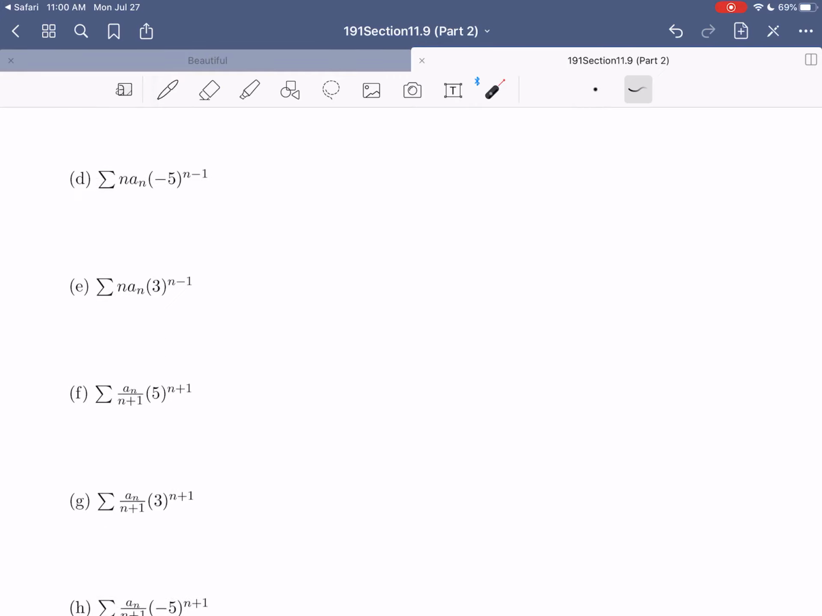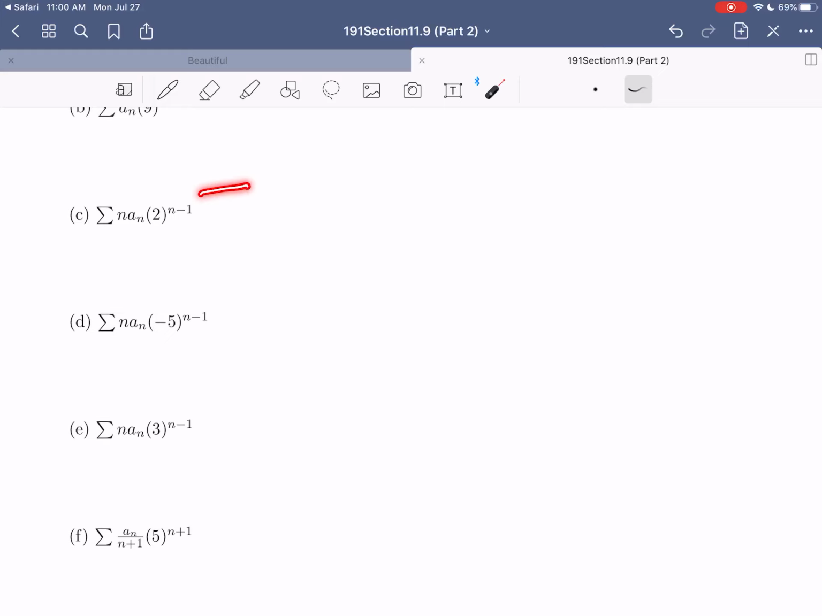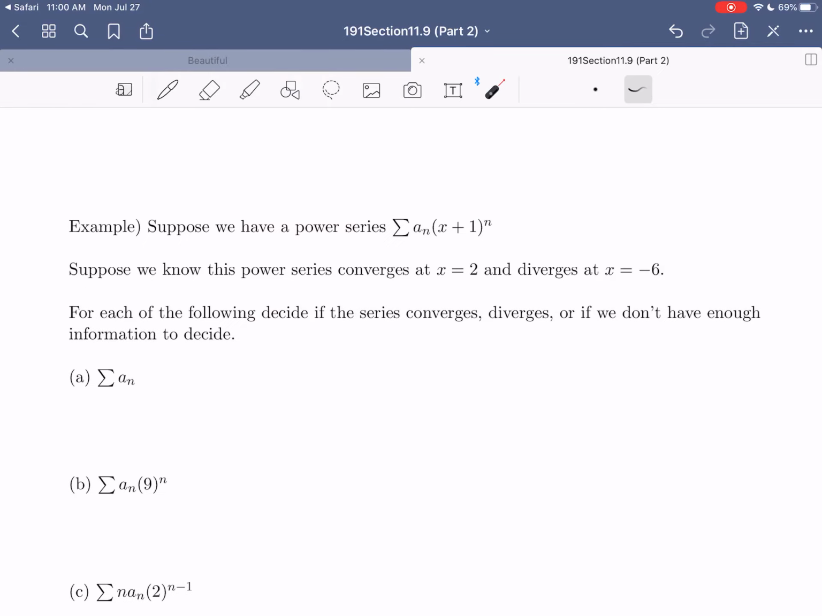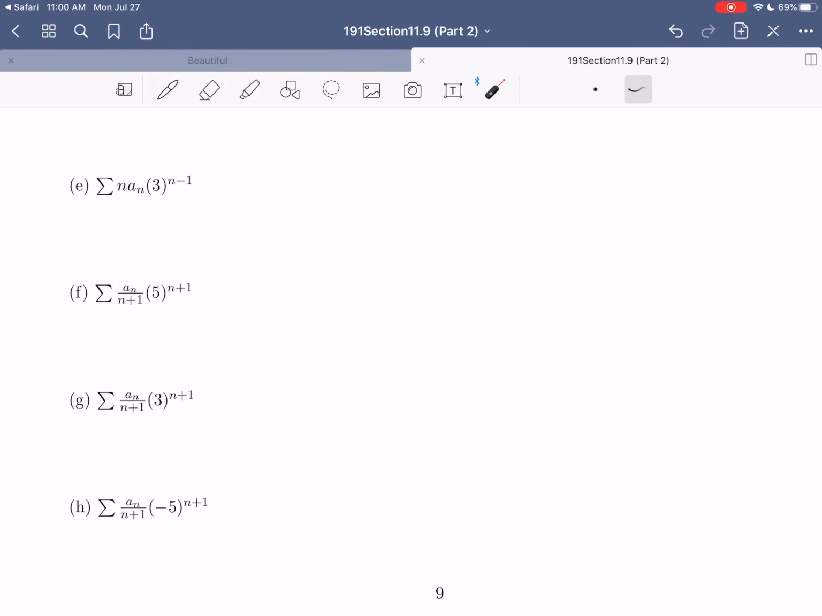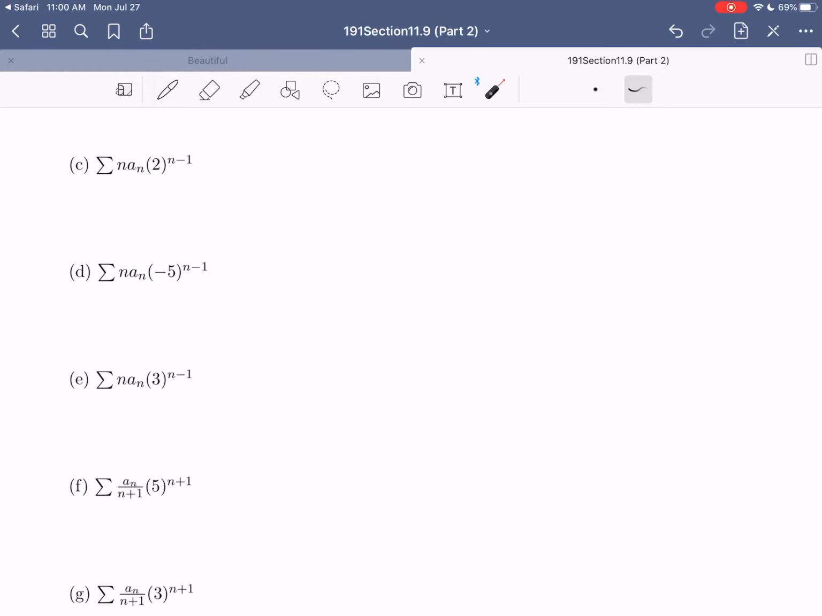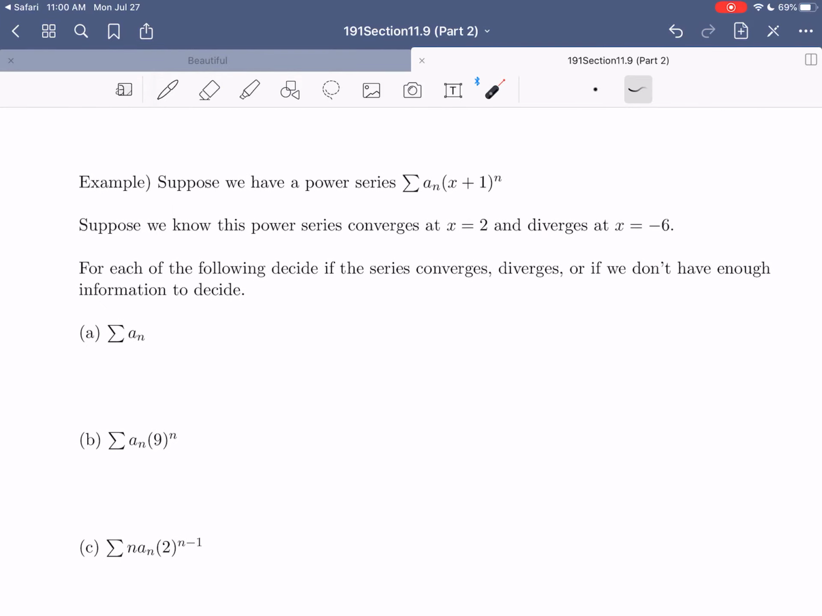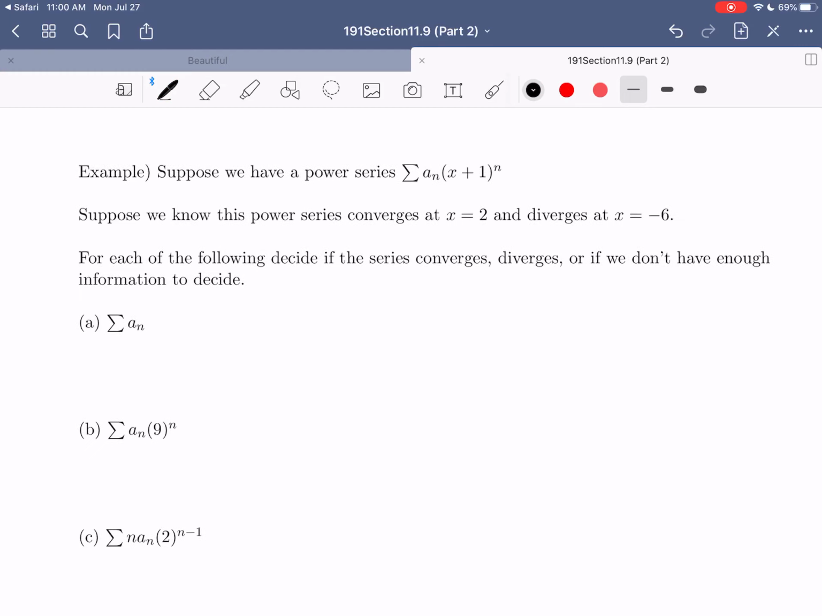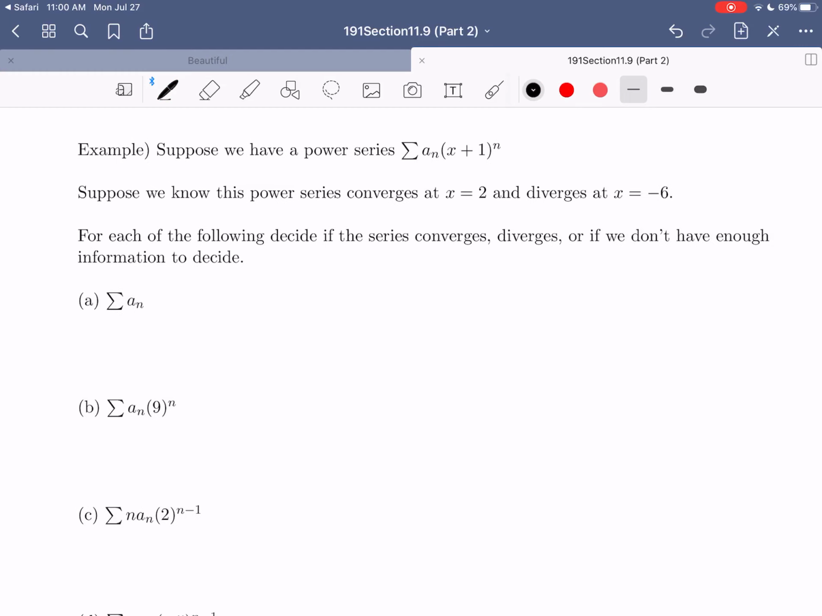And we've got a bunch of these. Now notice that some of these, specifically the ones where we have n a sub n with an n minus 1 exponent, are all going to be based on the derivative of our original series. And these, where we have a sub n over n plus 1 and an n plus 1 exponent, are all going to be based on the integral of our original series. But before we get to that, let's approach this in the same way we did the last one, by drawing a number line and figuring out the information we have thus far.